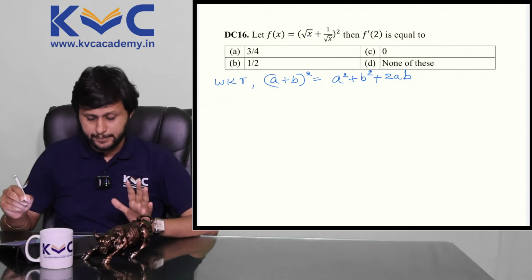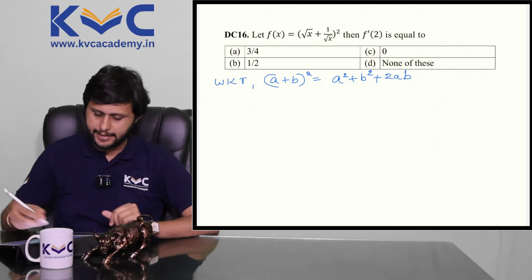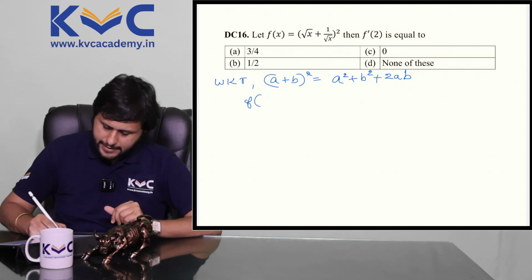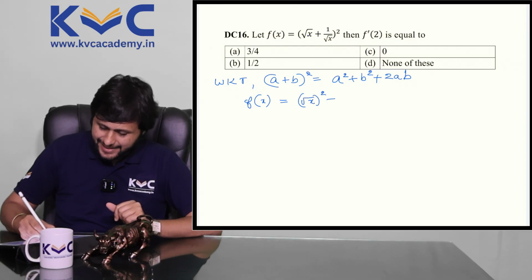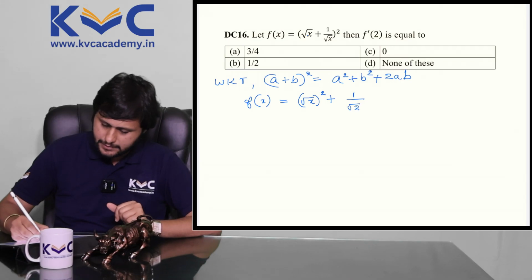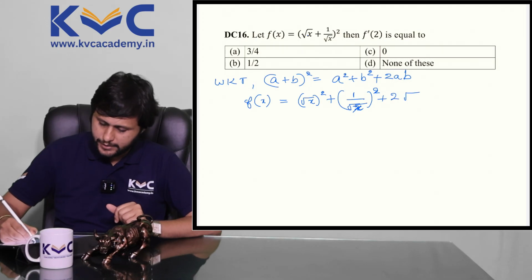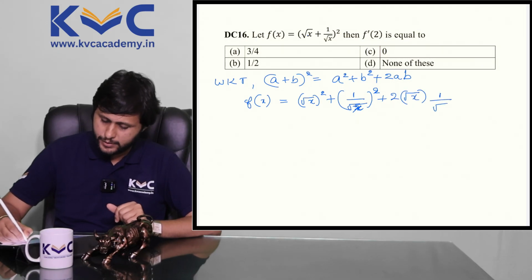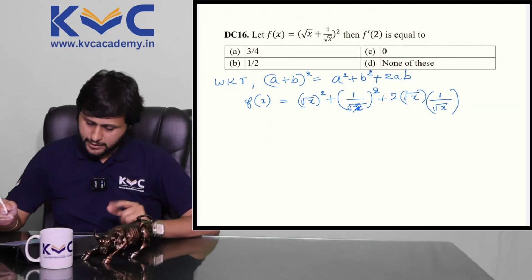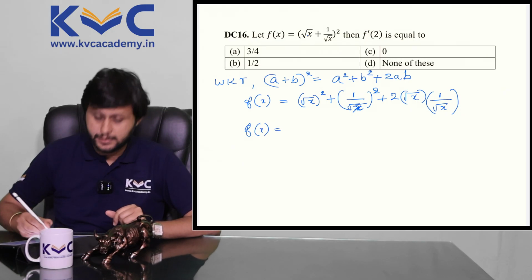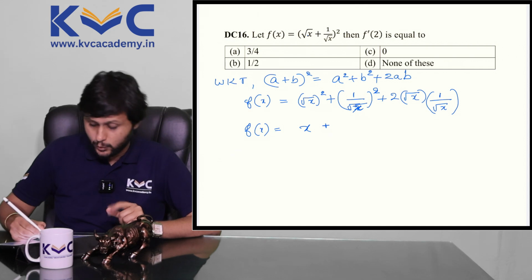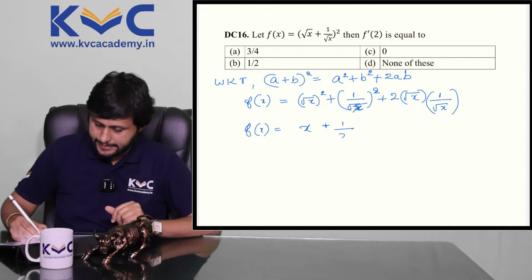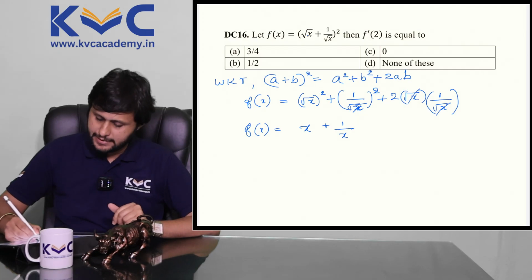This should make the equation simpler, I believe, because we have root x. When we square it becomes x. So we get f of x, I'm writing as it is, equal to, we have a square, that is root x whole square, plus b square, 1 by root x whole square, plus 2 times root x, and b is 1 by root x. Correct? Fine. So now it looks like a simpler equation. Simplifying further, root x square will be x, 1 by root x square will be 1 by x, and root x cancels, plus 2.